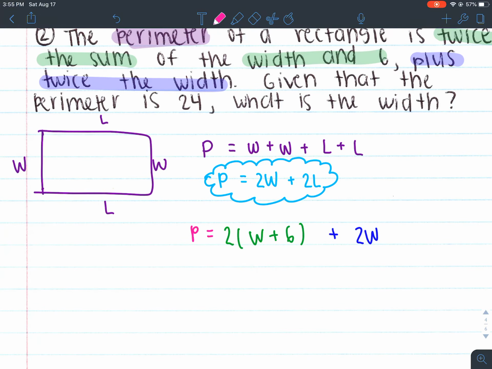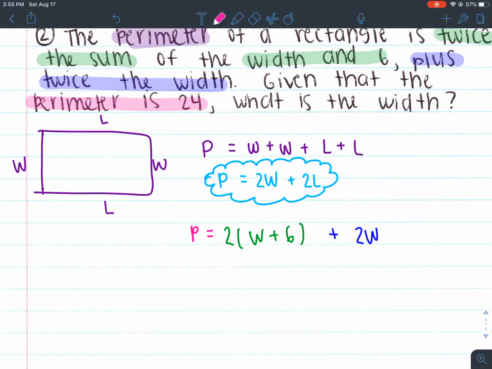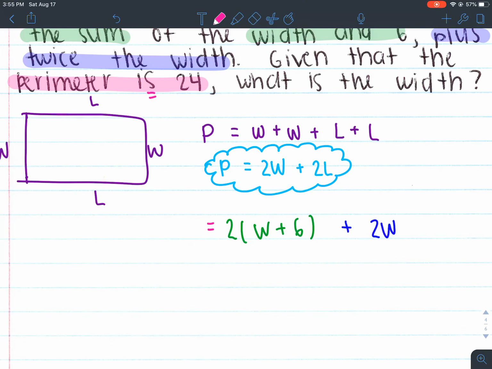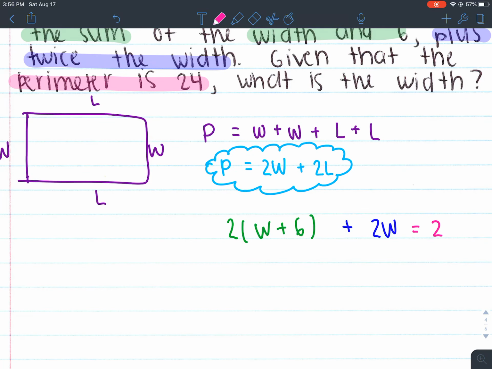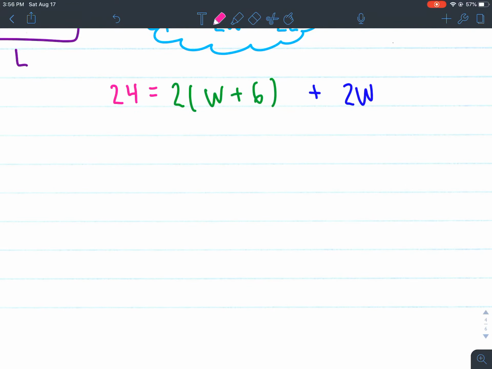All right, given that the perimeter is 24, keyword, perimeter is 24, indicates to me that it means an equal sign. So if the perimeter is 24, that means all of this is going to equal 24. If you wanted to, you could write the equal sign on the front, equals 24. Up to you. Doesn't really bother me that much, but I'm going to write it on the other side because that's what I wanted to do.